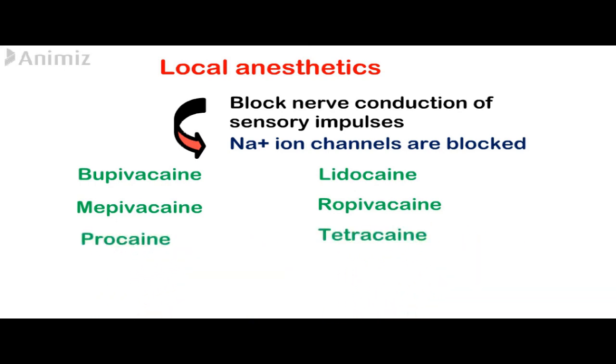So basically, sodium channels are blocked to prevent transient increase in the permeability of the nerve membrane to sodium that is required for an action potential. And when propagation of the action potential is prevented, sensation cannot be transmitted from the source of the stimulus to the brain. Examples of local anesthetics that are commonly used are lidocaine, bupivacaine, mepivacaine, ropivacaine, tetracaine, and procaine.